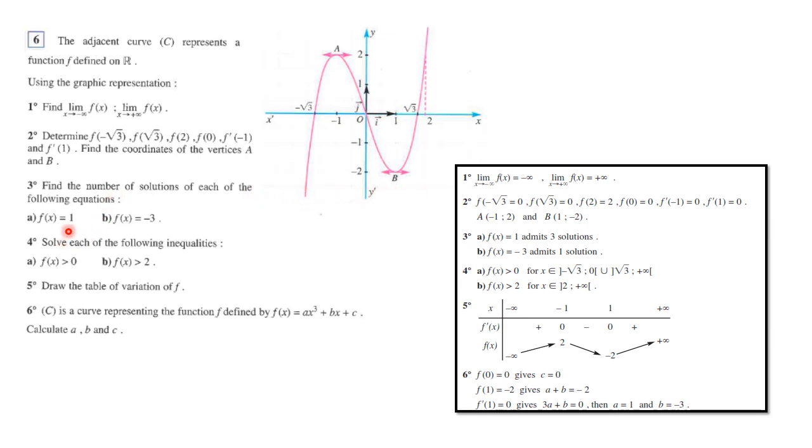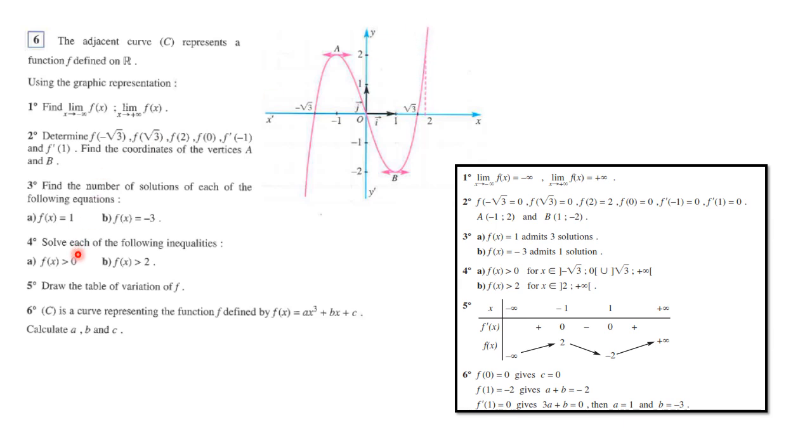Now you need to solve f of x greater than 0. You are asking where the function is above the x-axis, this part and this part. So you read the x-axis between minus radical 3 and 0, and from radical 3 to plus infinity, the function is above the x-axis. Now f of x greater than 2, you put a line on 2 and you see when the curve is above 2. It's starting from 2 to plus infinity.